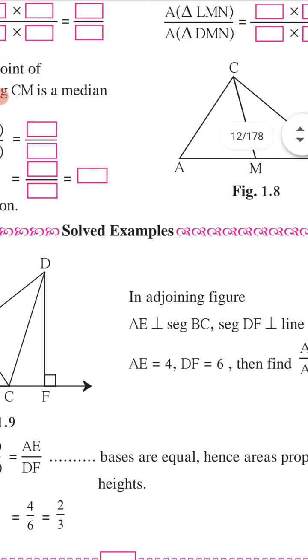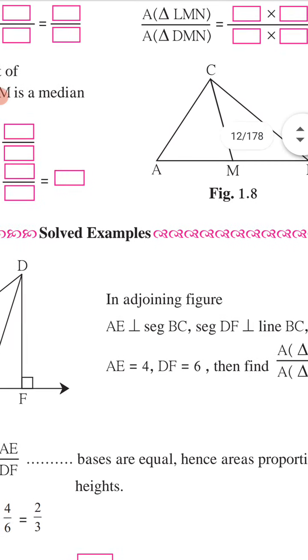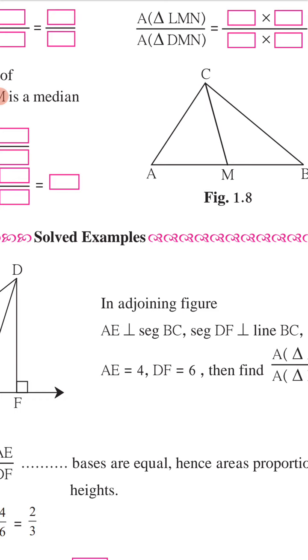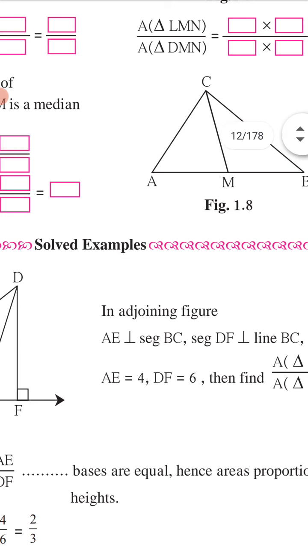State the reason. You have to write here why you are getting the answer 1. Because triangles AMC and BMC have equal bases, as AM is equal to MB. Also they have the common vertex C and their bases AM and MB lie on the same line AB. Therefore, they are of equal heights. Therefore, triangle AMC and triangle BMC have equal bases and equal heights. Their ratio is 1.